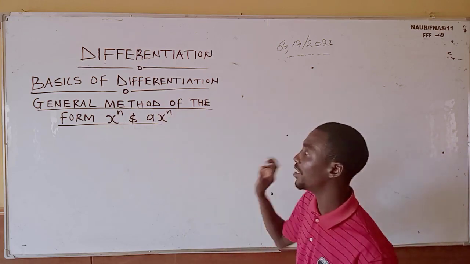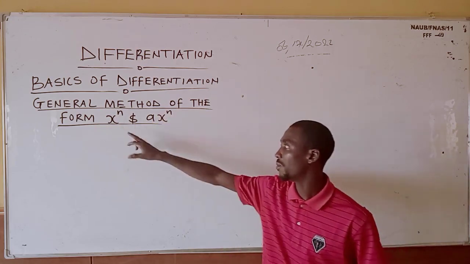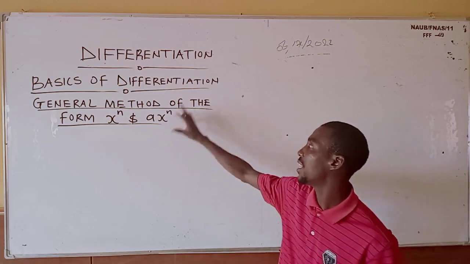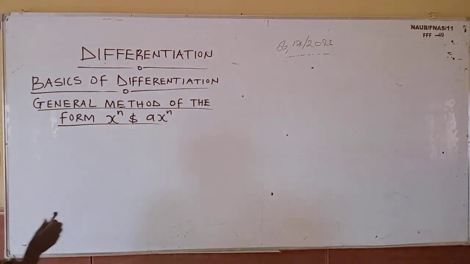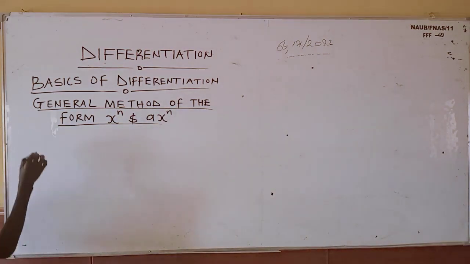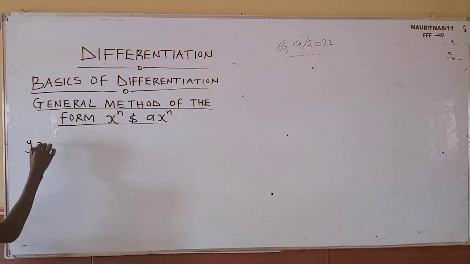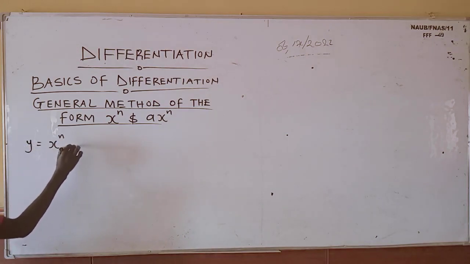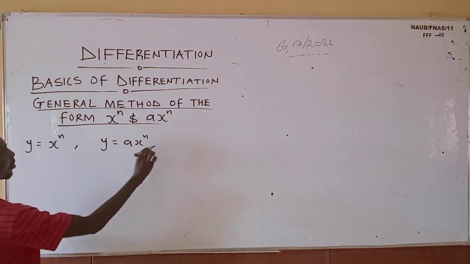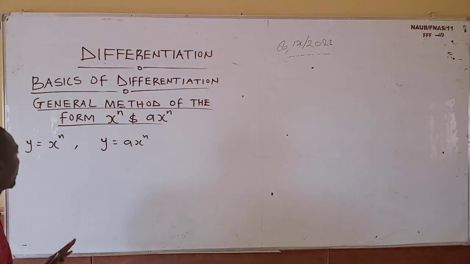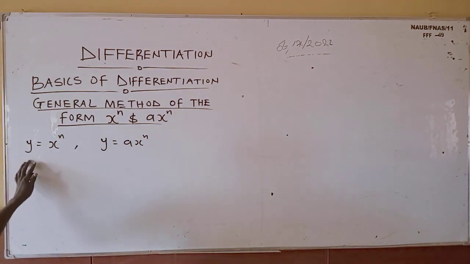Then we consider the general method of the form x to the power of n and ax to the power of what? n. Now, let's go. Now, when we say y, if y equals x to the power of n, and if y is equal to ax to the power of n, we will come to this. Let's face this. Now, if you find the derivative of this, dy/dx of this, I've already proved this for us.